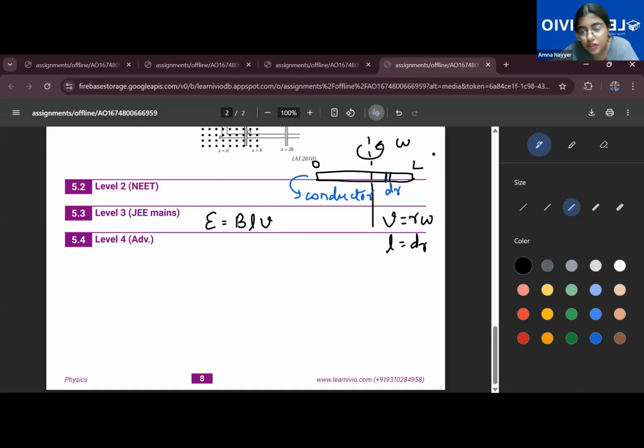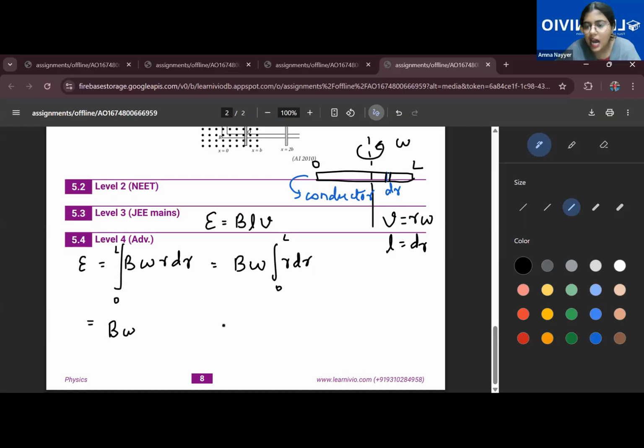So that will give us the motional EMF, because this is a conductor. So EMF will be motional EMF. Now see, if I put it, E will be equal to B, velocity is omega r and L is dr, integrating it from 0 to L. B is constant, omega is constant, r is the variable. We'll have to integrate r dr from 0 to L. So B omega times the integral of r gives r square by 2.